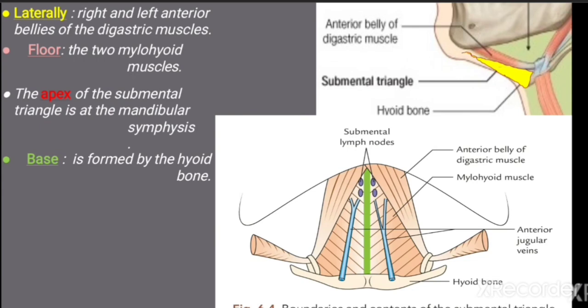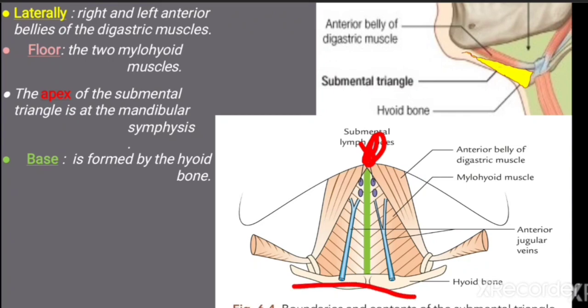The lateral boundaries of the submental triangle, on the right and the left, are the anterior bellies of the digastric muscle. So laterally we have the digastric muscle. Then the apex of the submental triangle is at the mandibular symphysis, where the two mandibles fuse in the midline during development. This is the mandibular symphysis, this is the apex, and then the base is formed by the hyoid bone.